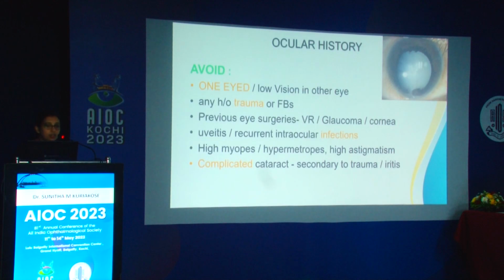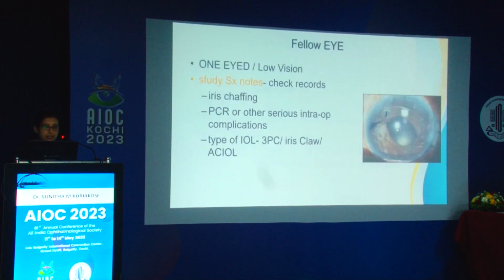Then take a detailed ocular history. We should always avoid one-eyed patients, especially people with vision less than 3/60 in the other eye. And avoid any history of trauma, any previous surgical history in the same eye, like any VR surgeries, glaucoma, or any corneal surgeries. Patients with recurrent uveitis, high myopes, high hypermetropes, high astigmatism, these are all difficult to do. And people with complicated cataract, that is secondary to trauma or any iritis.